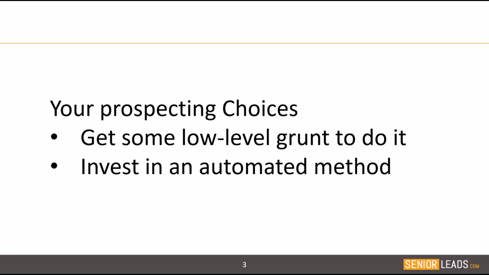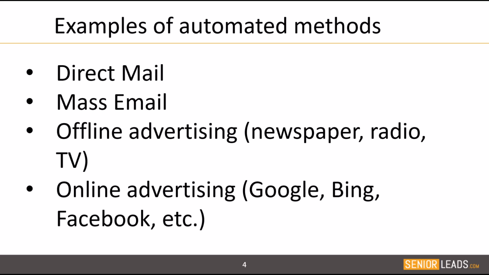Your other option is to invest in an automated method. Now you might say, but I don't have any money to invest. Well, if you're in your own business, you have to invest in your business. That's the way business works. Now, what are some examples of automated methods? Well, there's lots of them. Direct mail, mass email, offline advertising, newspaper, radio, and TV, online advertising, Google, Bing, Facebook, etc.